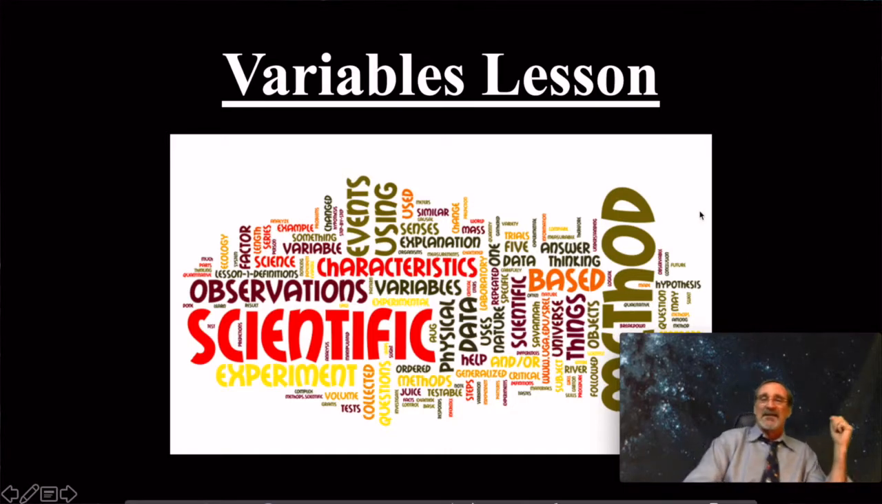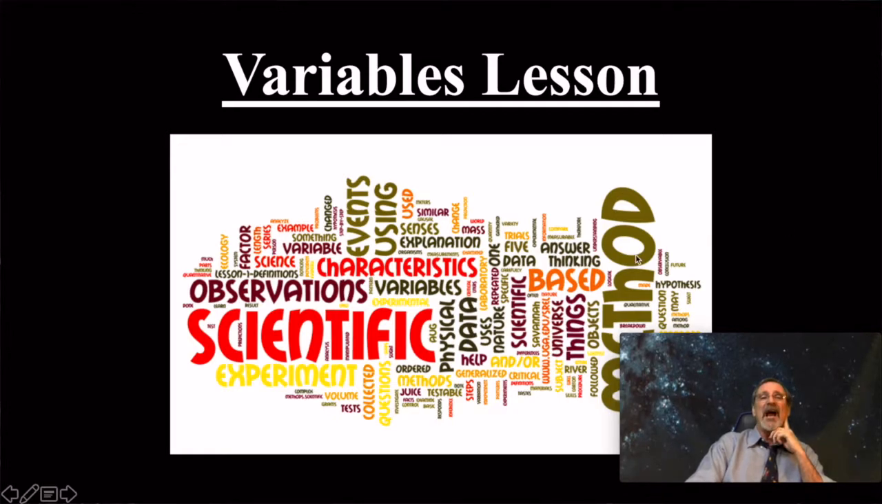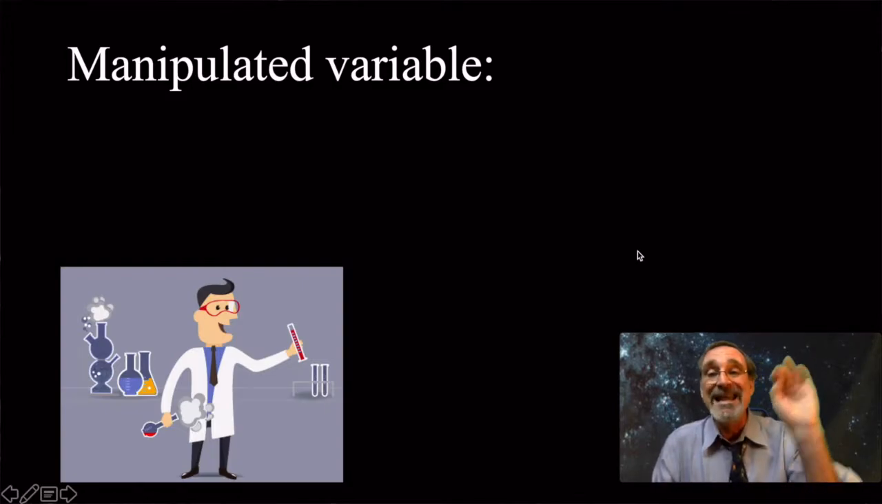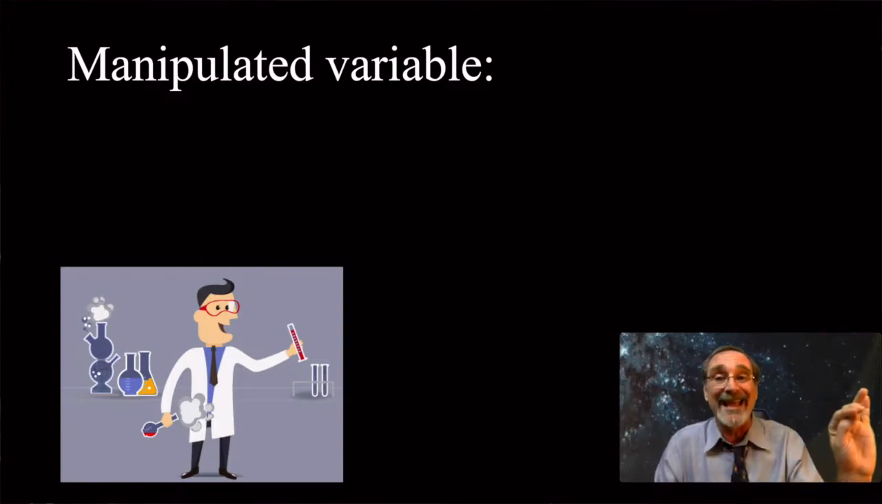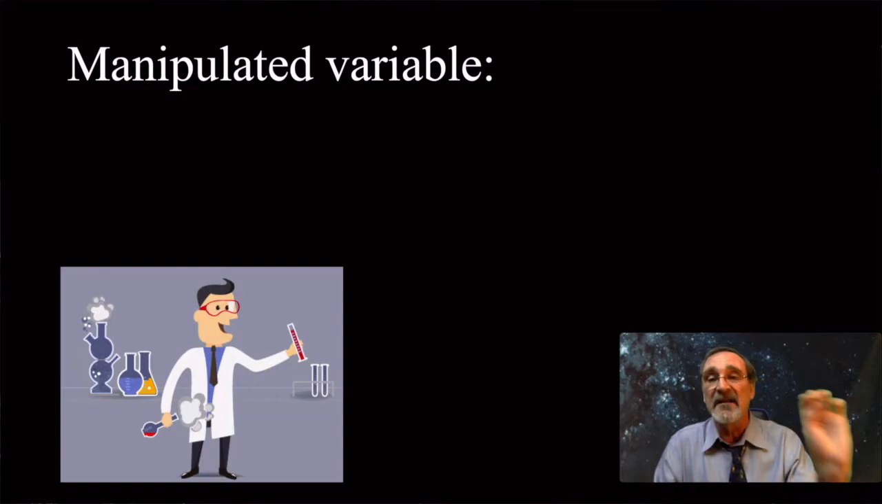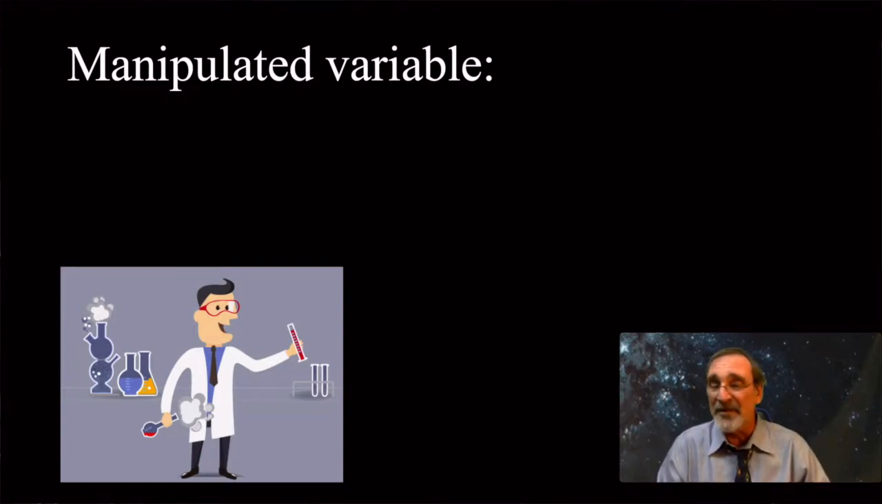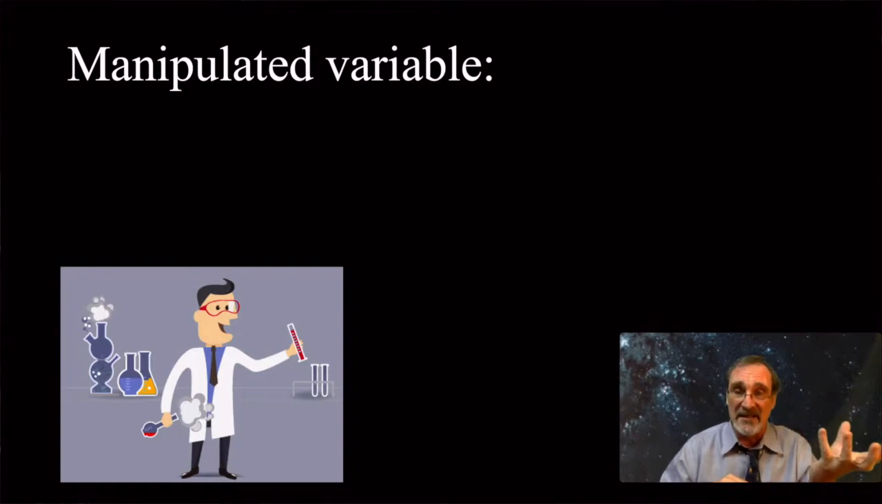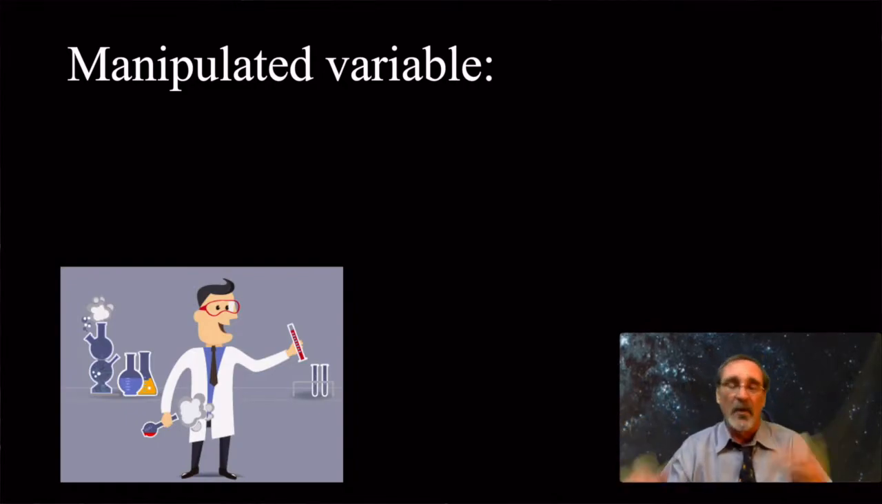Here we go. So please write down on your paper: variables lessons. This is the assignment we have. And boom. First vocabulary word: manipulated variable. Write that down. Manipulated variable. Now, the manipulated variable is the thing that scientists are trying to test. They're trying to find out if it has an effect. For example, a vaccine or a headache remedy or whatever it is. It could be like the manipulated variable.